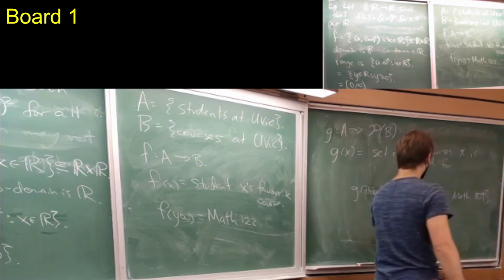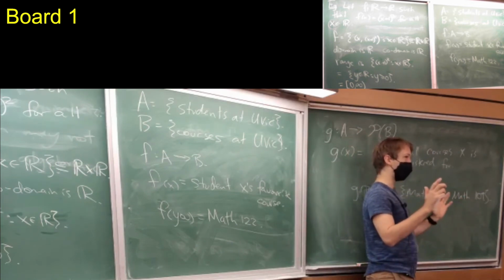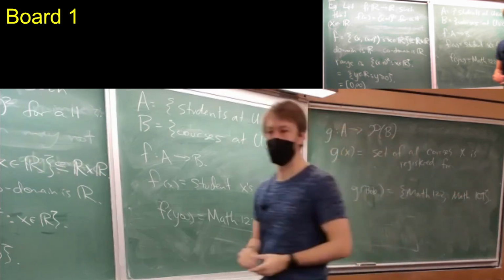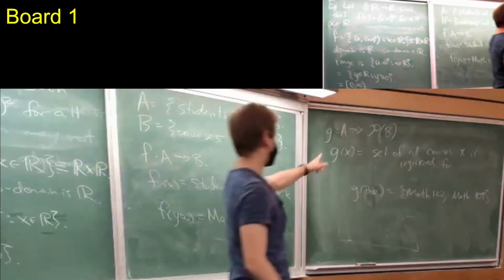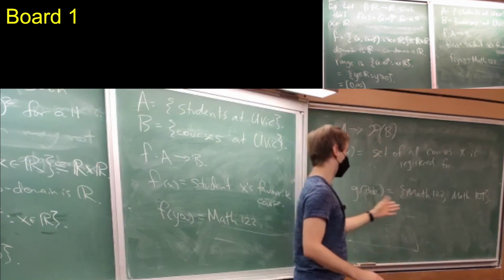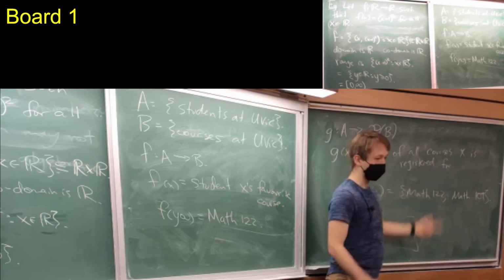But this would make sense. Here I'm not saying that the output is 2 courses. I'm saying it's a single object, which is a set consisting of 2 courses, and that's okay. But that's a good question. Is it clear what the difference is? If I tried to define this as a function from A to B with this property, that's not valid, because this is not an element of the set of courses. It's an element of the set of sets of courses. Anyway.